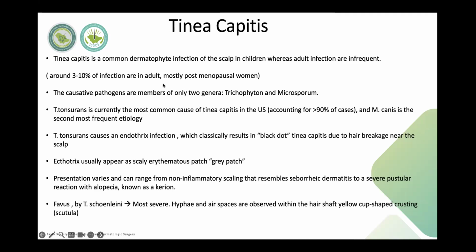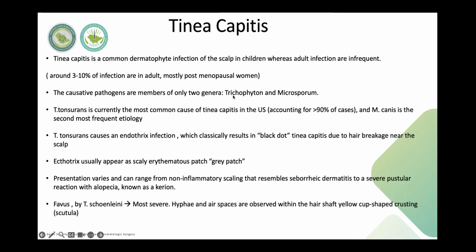And you can still see it in some adults, you should not exclude it 100%, but just saying that most commonly it affects children, and 3 to 10% of infections are in adults, most commonly postmenopausal women, and that's because of the change or different sebum production, less in children, obviously. Causative agents are usually Trichophyton and Microsporum. These are the two genera that can actually infect the hair. Most common in the US is Trichophyton rubrum, but worldwide it could be Microsporum canis, which is zoophilic and very inflammatory.